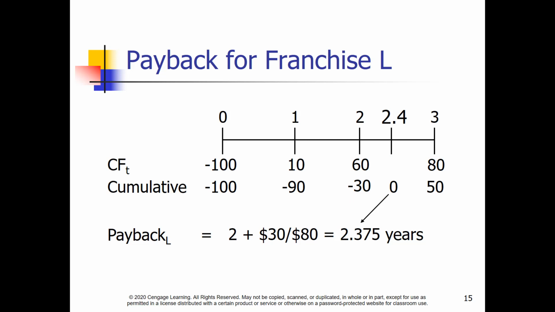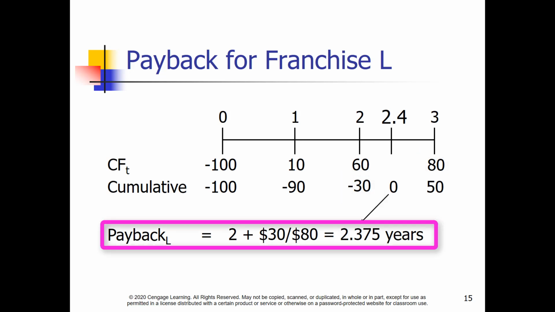In this case, we assume that they occur evenly throughout the period. That allows us to figure out how far toward the end of year 3 we need to go to exactly pay back the initial $100 investment. Payback is equal to the last year with a negative cumulative payback, that would be 2, plus the absolute value of the last negative cumulative cash flow divided by the next inflow, or the absolute value of minus 30 divided by 80. So 2 plus 30 divided by 80 is 2.375.